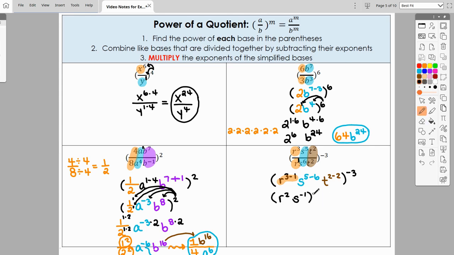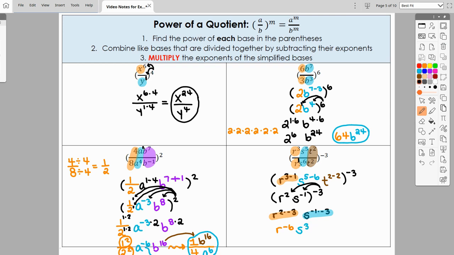From here, I multiply the -3 to each of these exponents here. So it'd be r, that's my first base, with an exponent of 2 that will be having to multiply by -3. S is my next base, that's to the -1 power, and -1 will have to be multiplied by -3. From here, we go ahead and actually do the multiplication to get r to the -6, because that's what 2 times -3 is, and s to the 3rd power, because that's what -1 times -3 is.